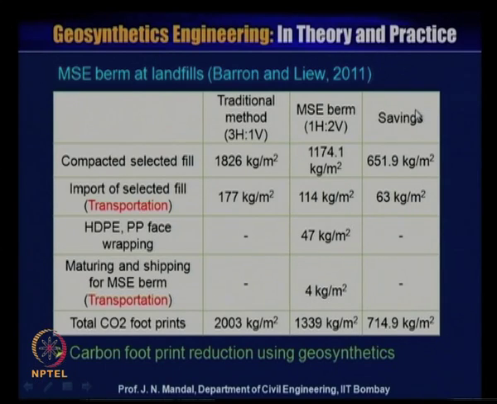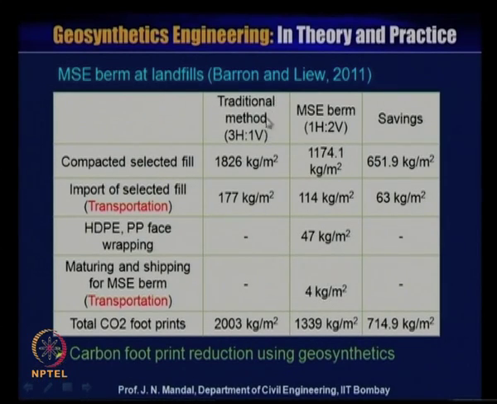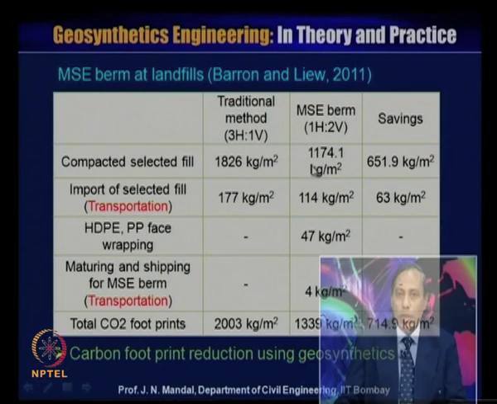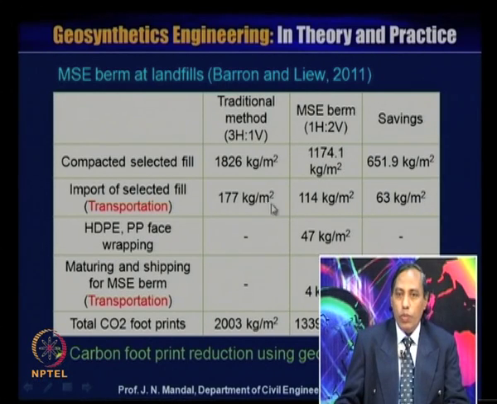Then how much are you saving? If you use compacted selected fill, the traditional method requires 1826 kg per meter square. If you use mechanically stabilized earth berm with 1 horizontal to 2 vertical, your requirement is 1174.1 kg per meter square. That means you are saving 651.9 kg per meter square.